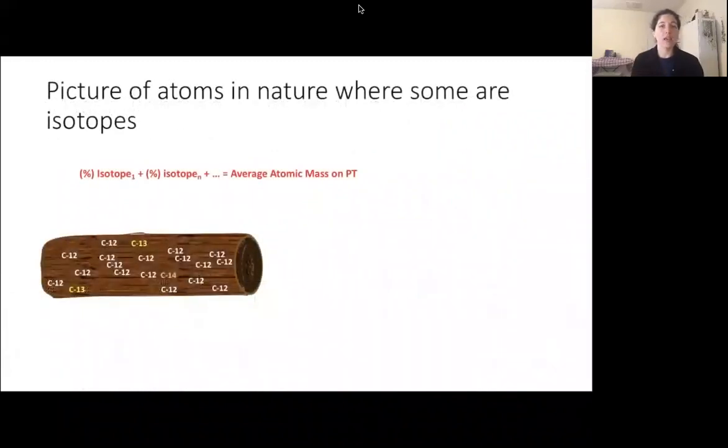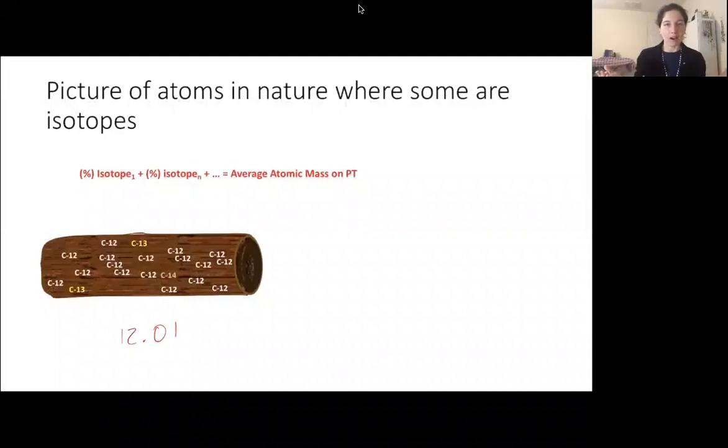So let's look at what isotopes look like in nature. In nature, there tends to be one dominant isotope, which is why we tend to see that these masses are close to a whole number a lot of times. Carbon on the periodic table is 12.01, so it's very, very close to 12. In nature, we've got a lot of carbon 12. We do have carbon 13 and carbon 14, just very little of it.